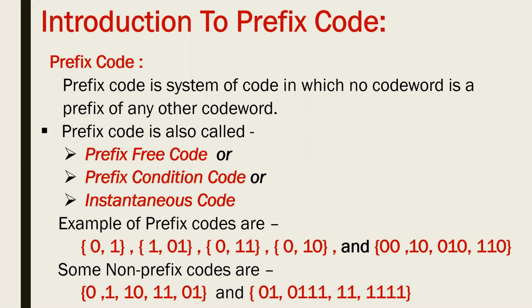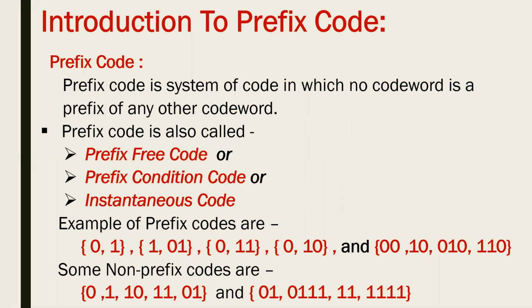It is a code in which no code word is the prefix of any other code word. It is also known as prefix free code. Prefix free means any code does not have the prefix of any other code, or it is also known as prefix condition code, or it is also known as instantaneous code. All these are the same. All these names are used for the prefix code.